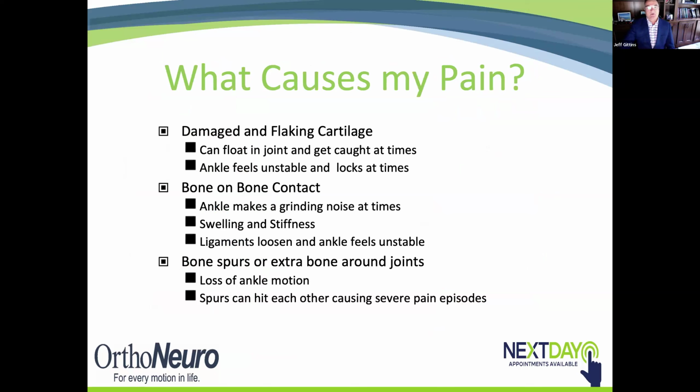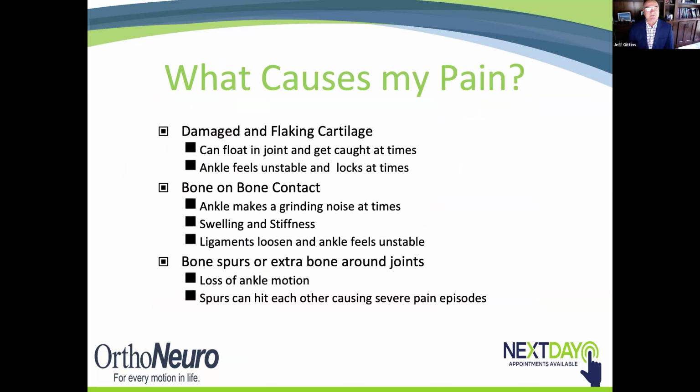What causes pain with arthritis? It's the damage and the flaking of the cartilage. Bone on bone contact can give pain as well. Bony spurs or extra bone around the joints can cause decreased range of motion. When the cartilage flakes off, it can give people symptoms of locking or catching, or symptoms of instability to the ankle joint. With bone on bone contact, it's a grinding sensation that can come with swelling.